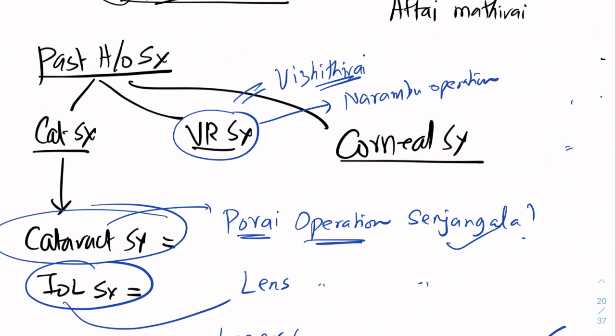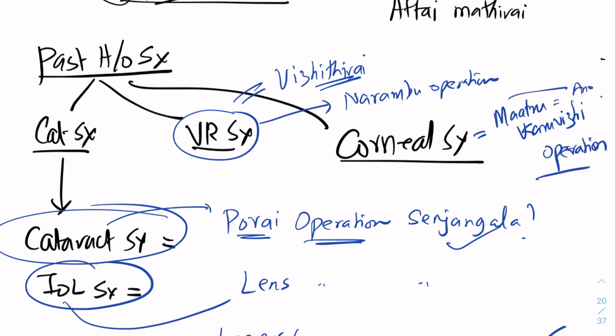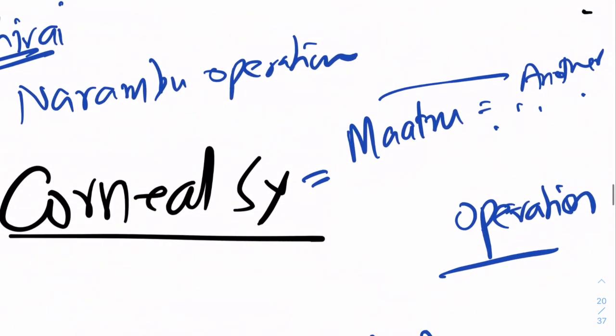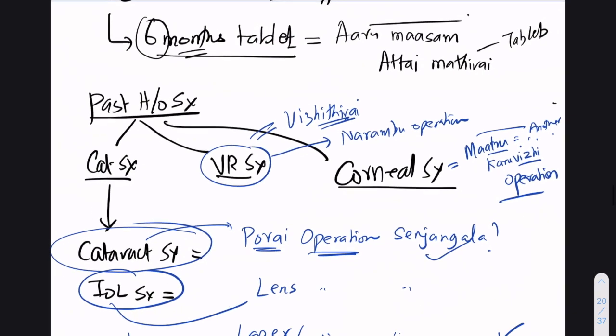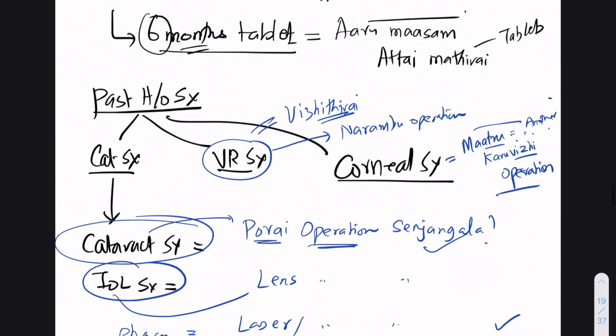The most common corneal surgery we do is transplant surgery. A way to ask is: a corneal transplant means you're going to place another cornea into it. So, matru karuvili operation. Matru means another, and karuvili is nothing but cornea. So matru karuvili operation is called corneal transplant surgery. This is a common surgery people will undergo.